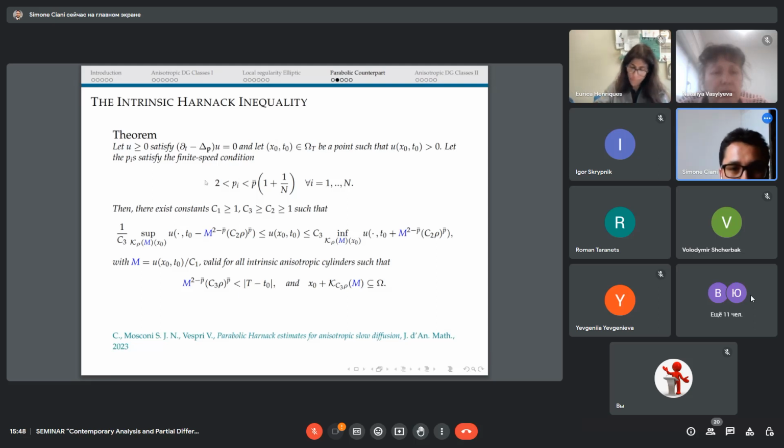So the finite speed condition is not inferred, it's really true. It's coming from an established result of Mosconi, Tutskun, and Vespri.